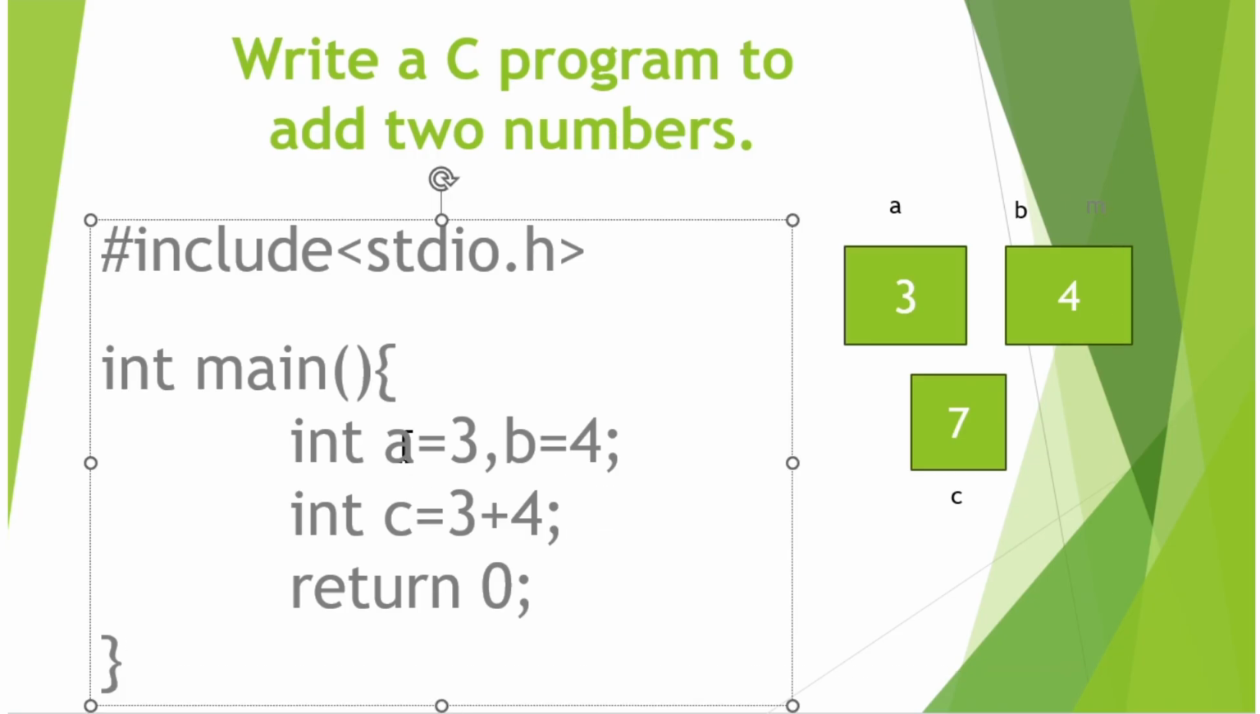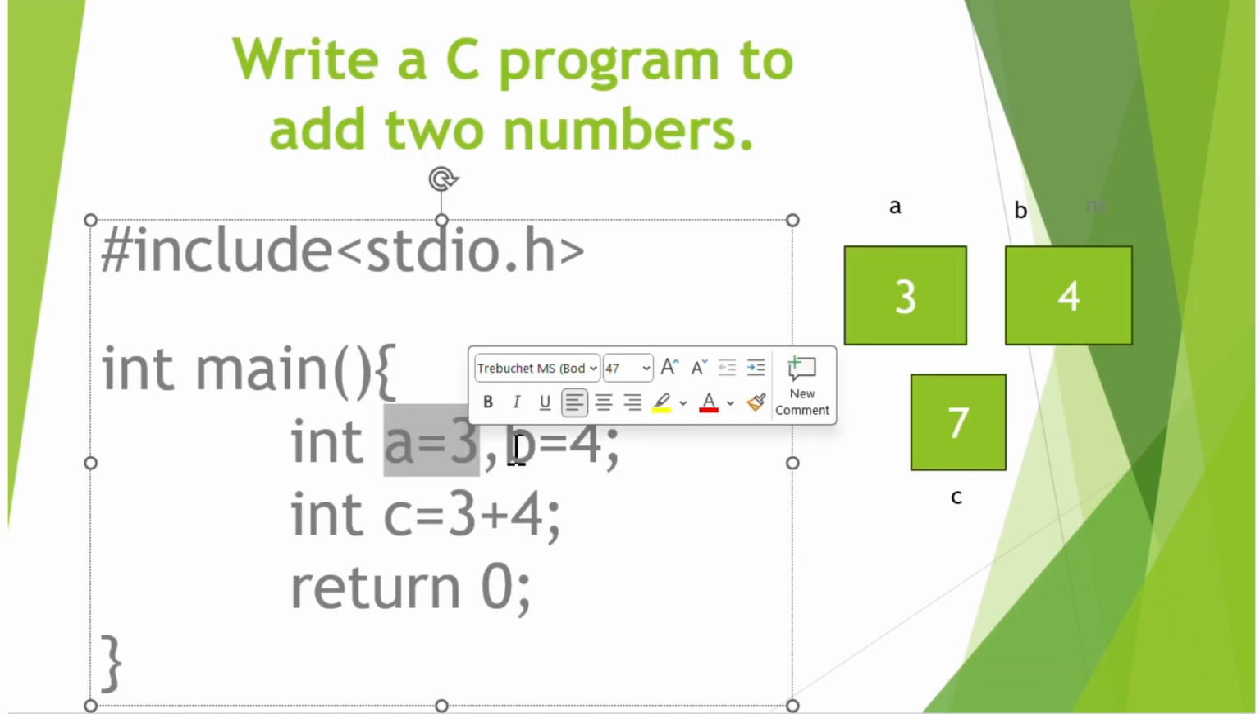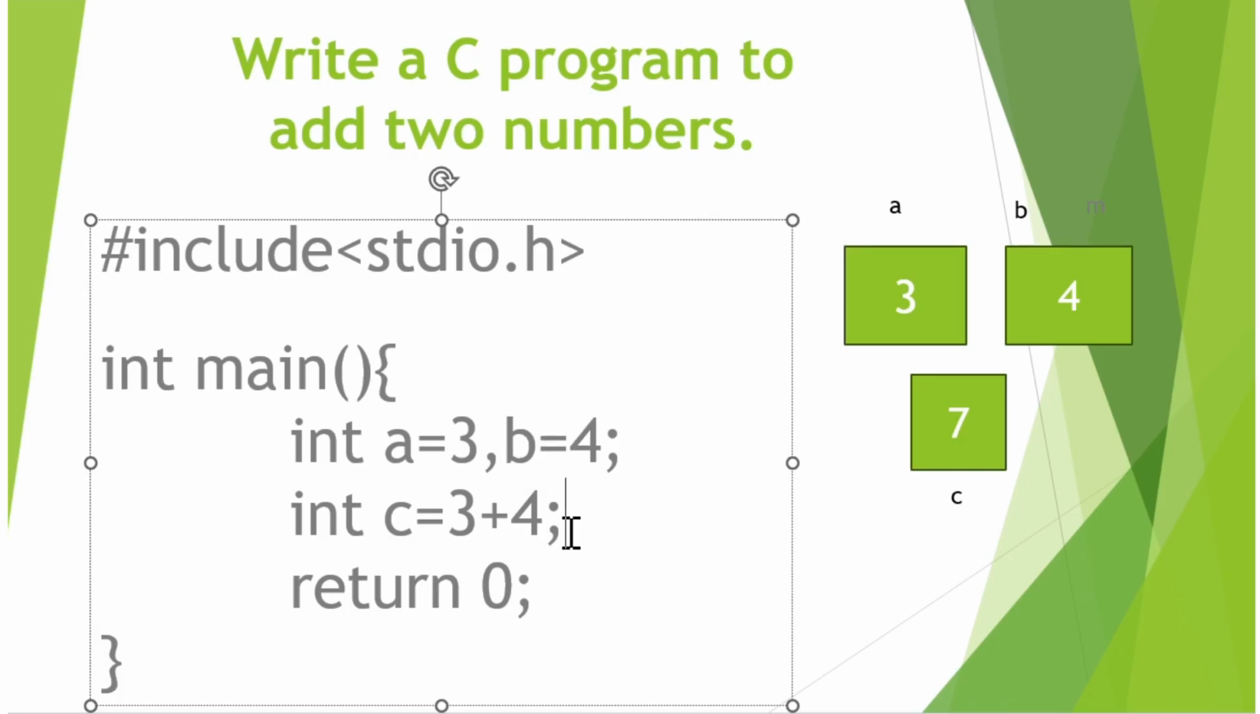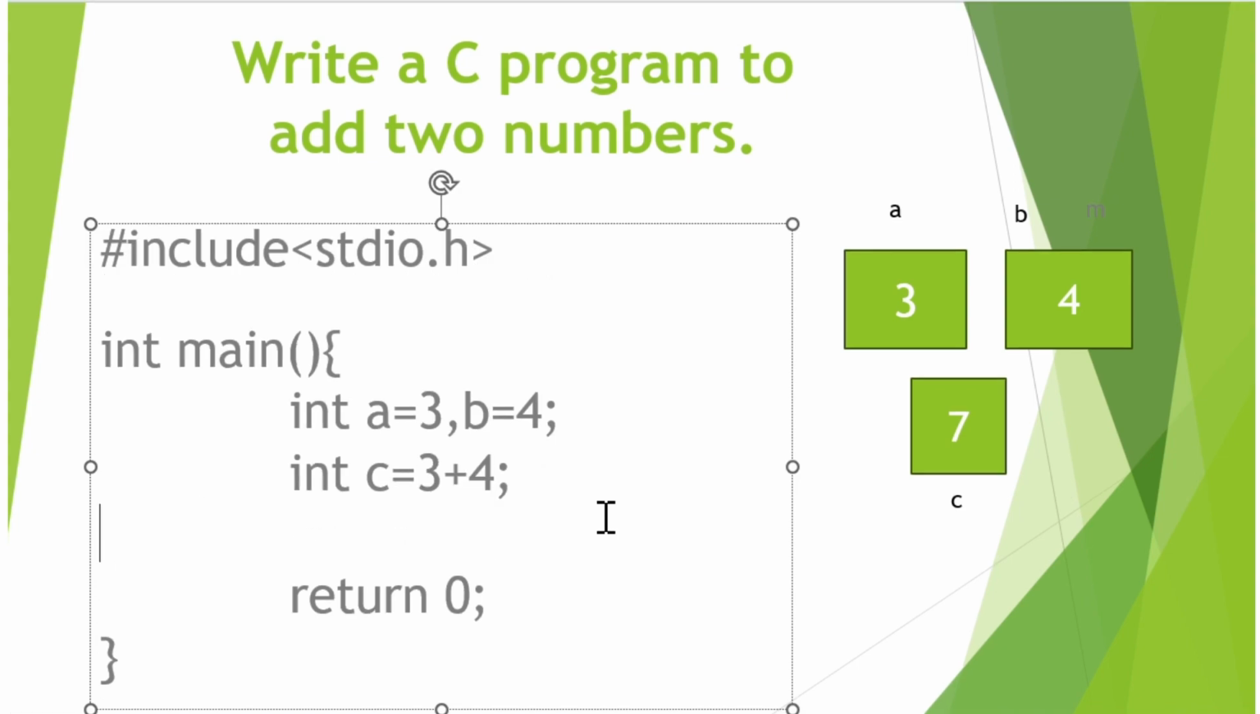Now I have got one number 3, the second number 4, and also I have added these two numbers. I can also write this as a plus b, because a equal to 3, b equal to 4. Or I can write it as 3 plus 4 also. Now I got the addition. Now I have to print the addition.